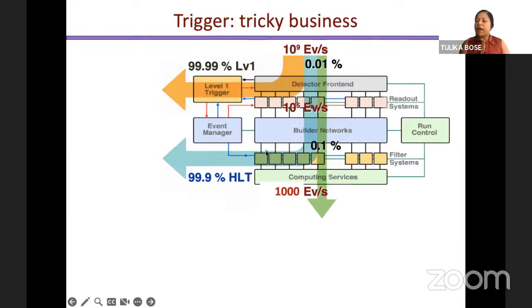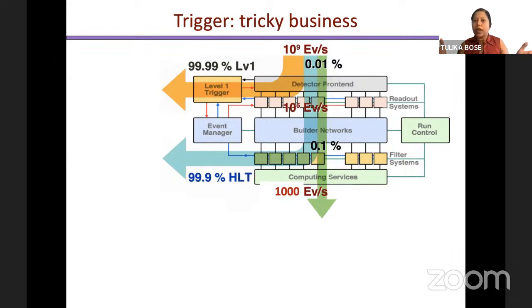where at this high level trigger, again, you reject about 99.9%, keeping only about 1,000 or so or 2,000 events per second. So now these are the events that we store for analysis.